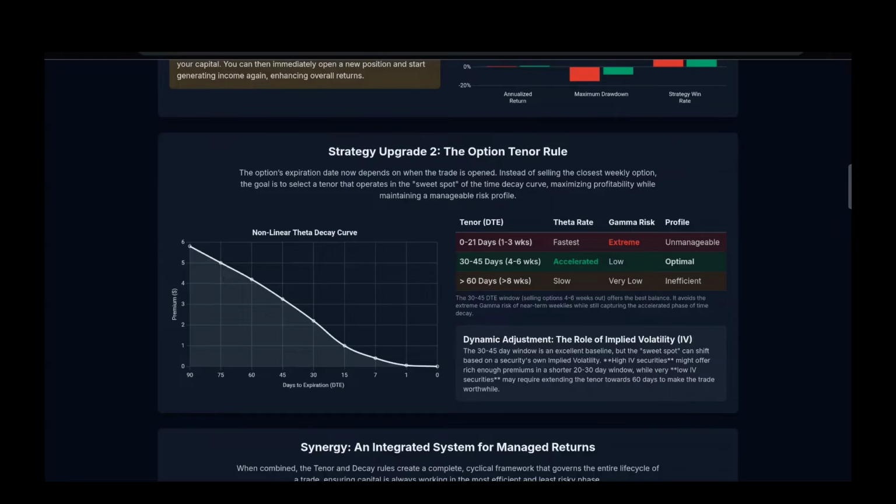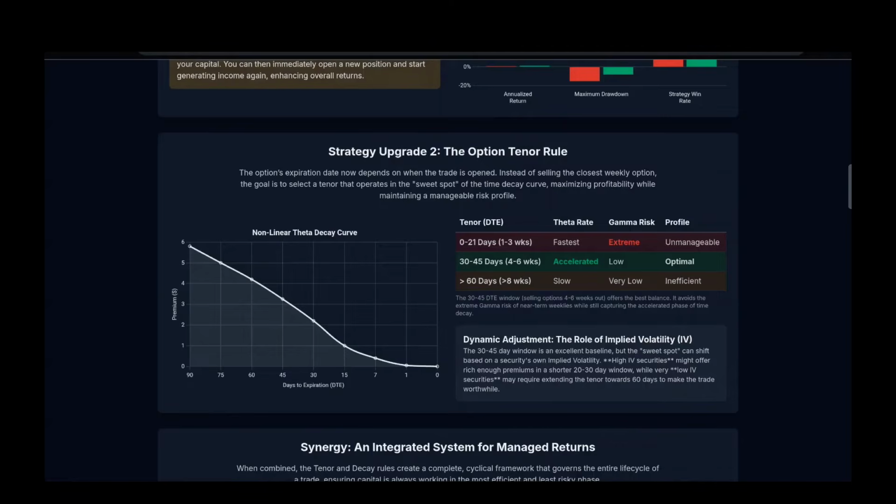If we had a tenor that was, let's say, 30 to 45 days, 4 to 6 weeks, the theta could be accelerated, the gamma risk would be lower, and it might be more of an optimal sweet spot. And then if we had greater than 60 days, your theta rate is slow, your gamma risk is very low, but you're not going to get a huge amount of premium for selling, and it might be quite inefficient.